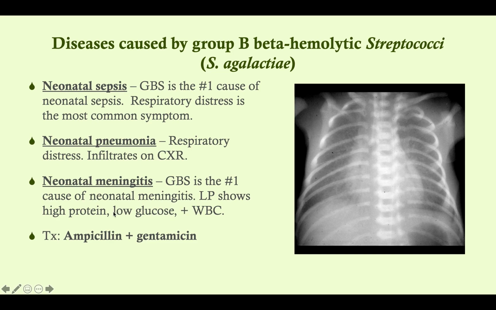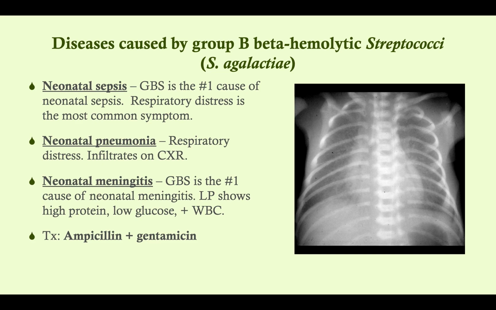The treatment for neonatal sepsis, as well as neonatal pneumonia and neonatal meningitis, is AmpGent. Ampicillin, gentamicin. Can't go wrong with that. Ampicillin in particular is what goes after Strep agalactiae. And the ampicillin, you always include it anyway because it also covers Listeria, which is another cause of neonatal sepsis.